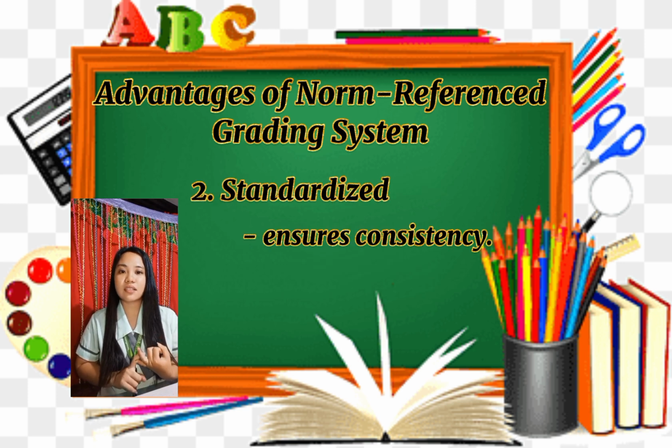Second, we have the standardized. So the norm reference grading system ensures consistency in evaluating student performance. Since grades are based on a fixed distribution, educators can maintain objectivity and fairness. This standardized approach minimizes biases, ensuring equal assessment standards for all students. Consistent grading criteria facilitate accurate comparison across different classes, schools, or districts.